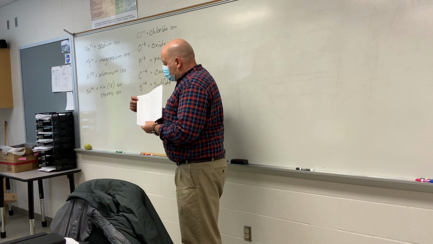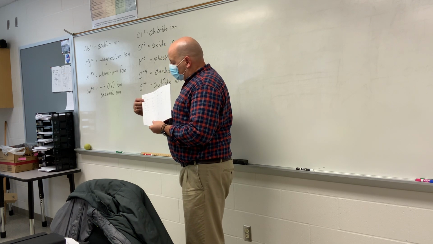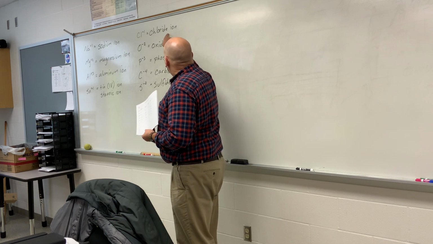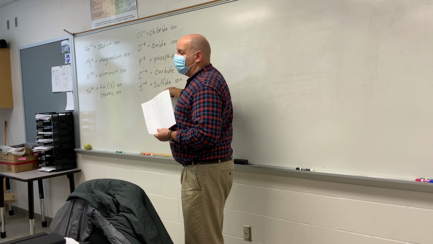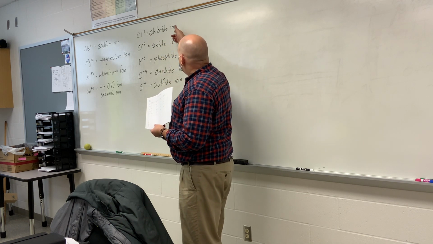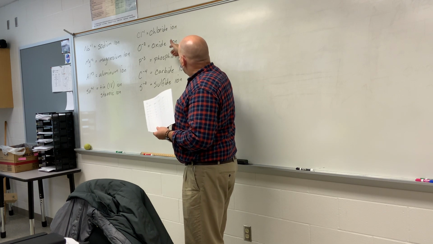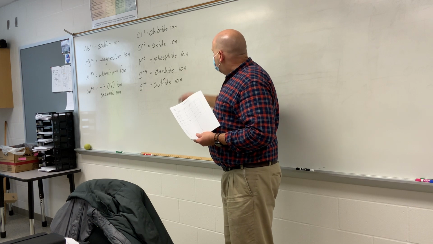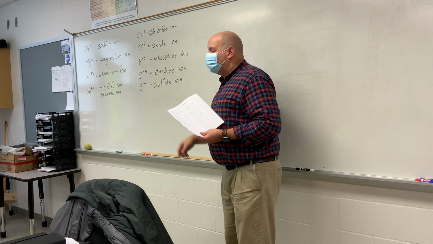Then along the left-hand side, you have the chloride, oxide, phosphide, carbide, sulfide. Write those names down here as well. So Cl-1 is chloride ion, O-2 oxide ion, P-3 phosphide ion, C-4 carbide ion, S-2 sulfide ion.